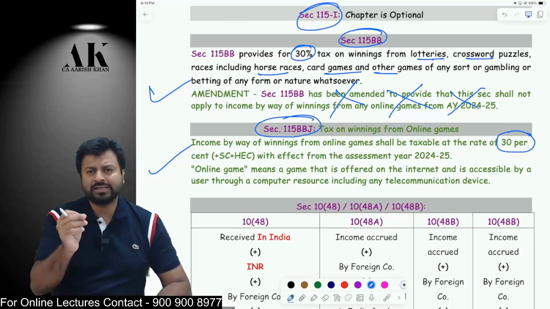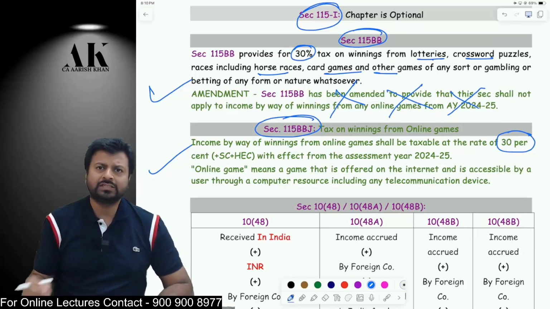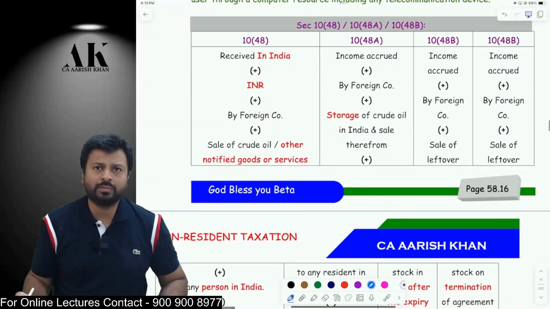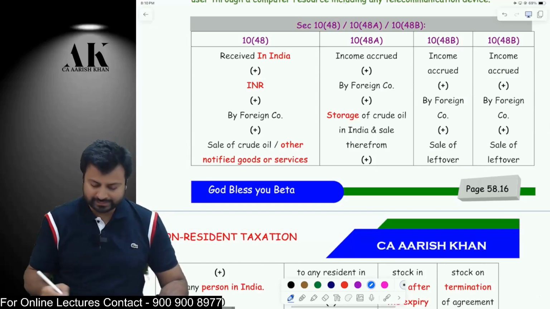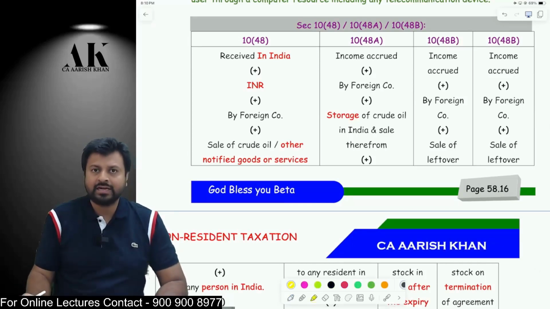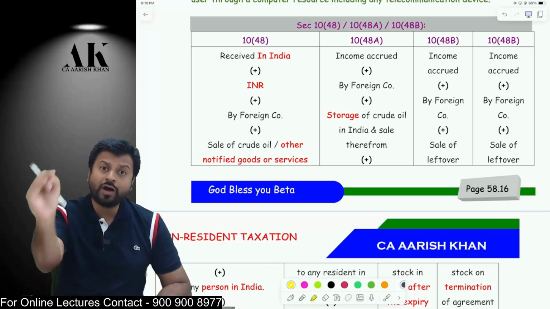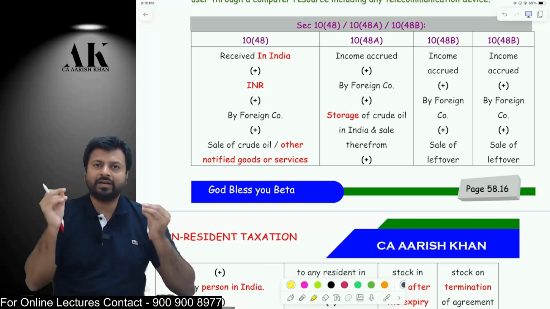For resident, non-resident, for everyone, the section is going to charge the same tax rate and the same mechanism. Now, let's talk about certain exemptions of non-residents. What are the exemptions for non-residents which are covered under section 10? We are not going to cover all the exemptions of assessees. We are only going to cover the non-resident exemptions because this chapter is on non-residents.